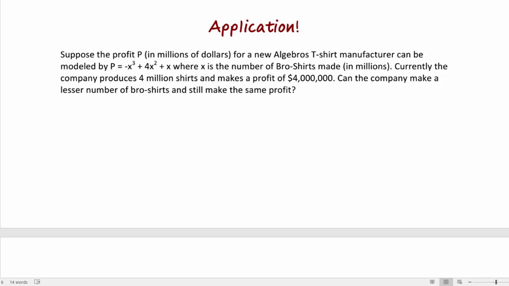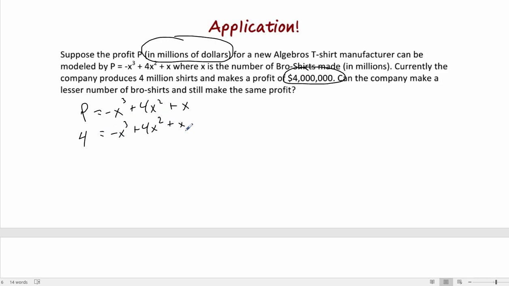Okay, so let's figure out how to do this. First, let's write down the actual P function here. So P is equal to -x to the 3 plus 4x squared plus x. Okay, so 3, 2, 1, and then there we go. Now, what does it say? It says profit is the letter P there. So profit is in millions of dollars. And how many millions of dollars did they make in profit? $4 million. So this P is actually going to be 4. I'm going to plug that in there.